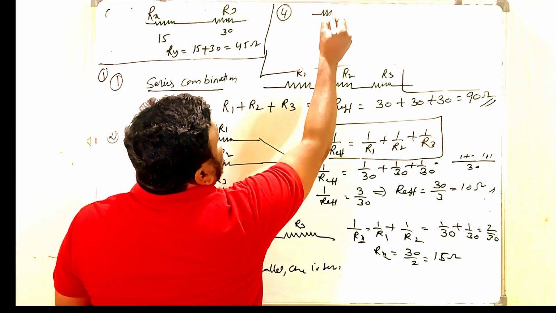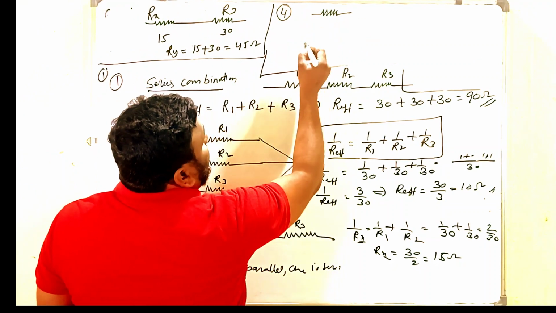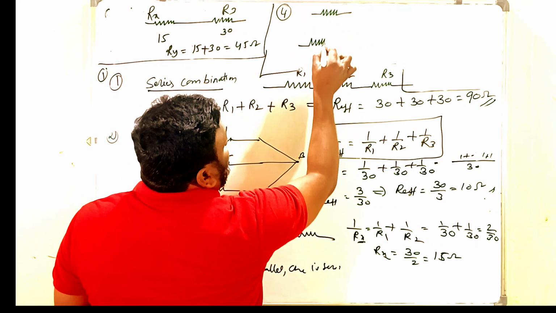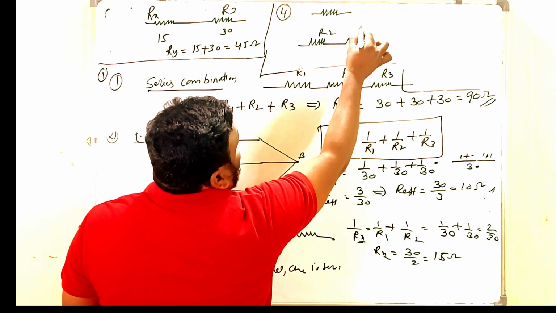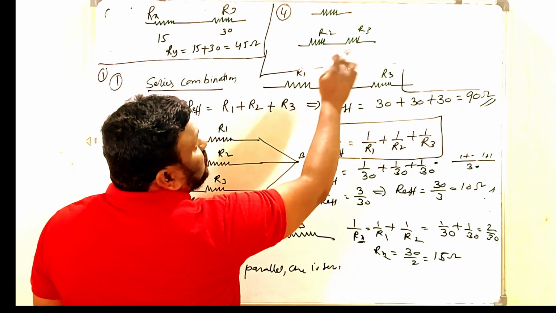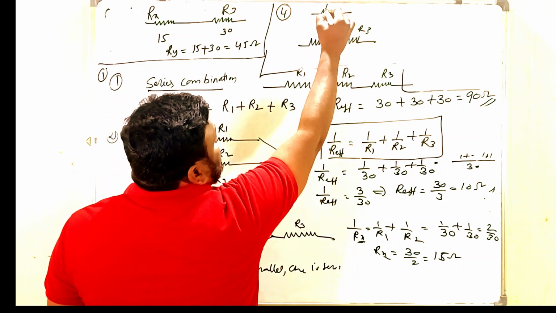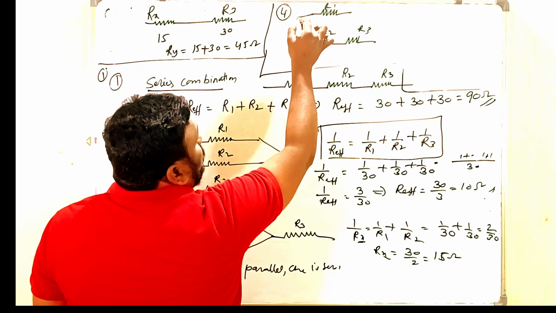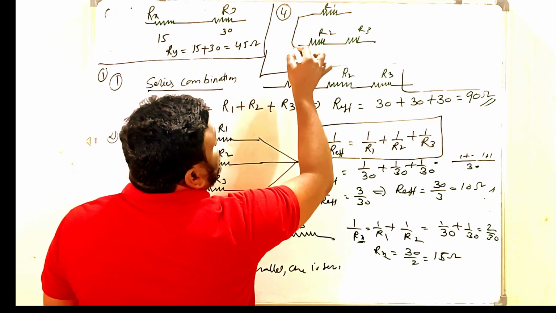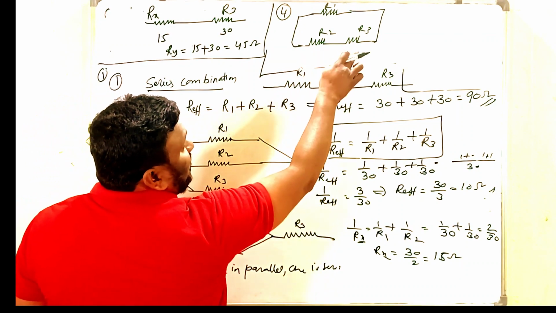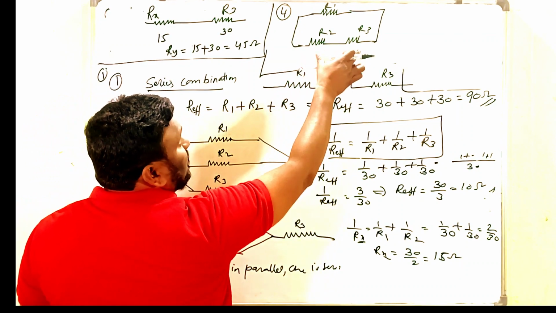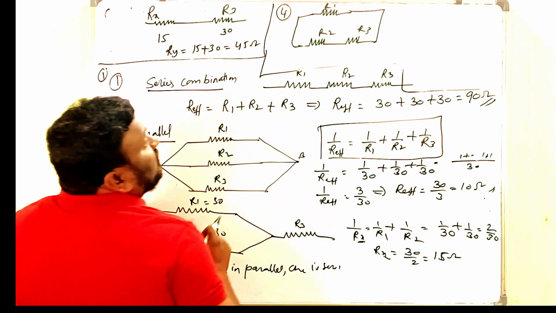This is the R1 and this is the R2 and R3. These two, R2 and R3, are in series. And this is the R1. Now these two are in parallel: R2 and R3 in series, and again that value should be in parallel with the R1.